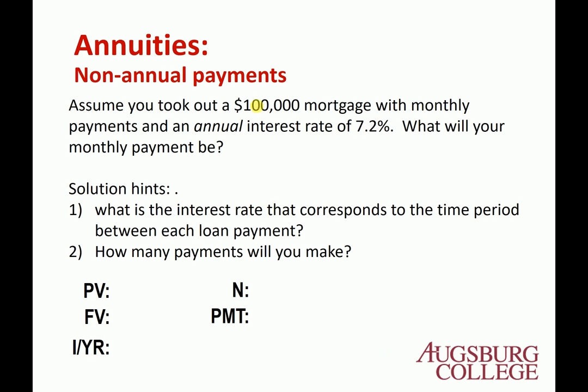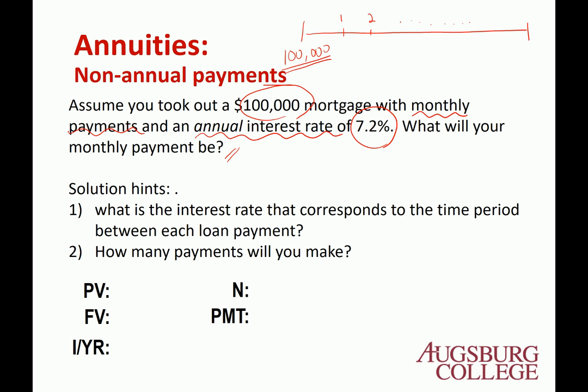Now, assume that you took out a $100,000 mortgage with monthly payments and an annual interest rate of 7.2%. What will your monthly payment be? So you have a mortgage payment, a monthly payment, and you took $100,000, so you receive $100,000, right, and you start to pay monthly. Now assume that this is a 30-year mortgage. So this is year 30, and after 30 years of payments, this $100,000 loan is paid off.